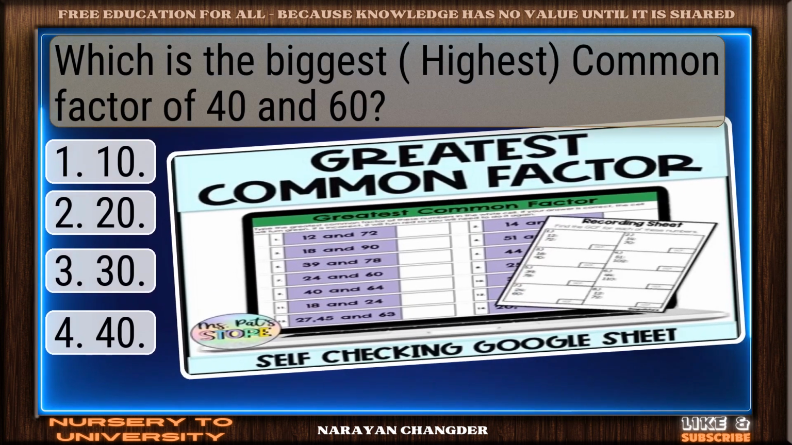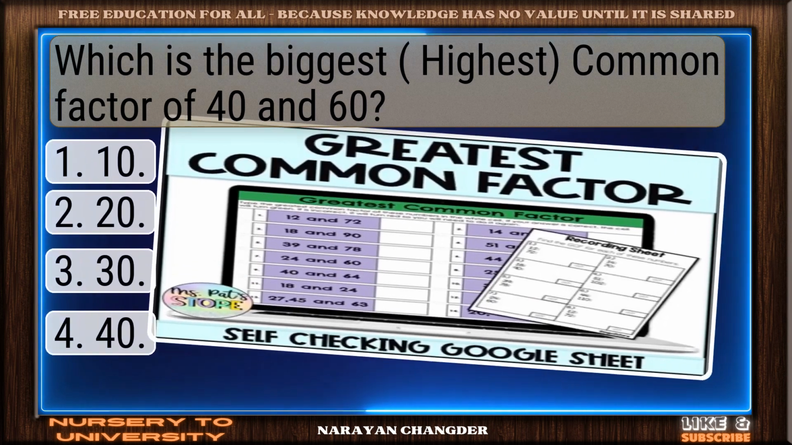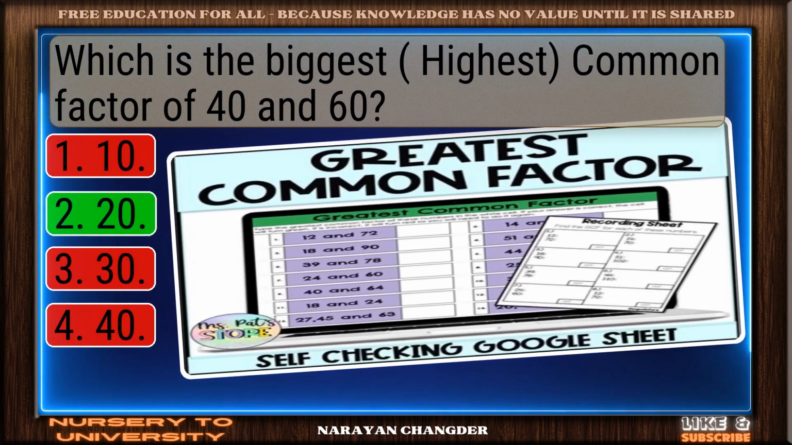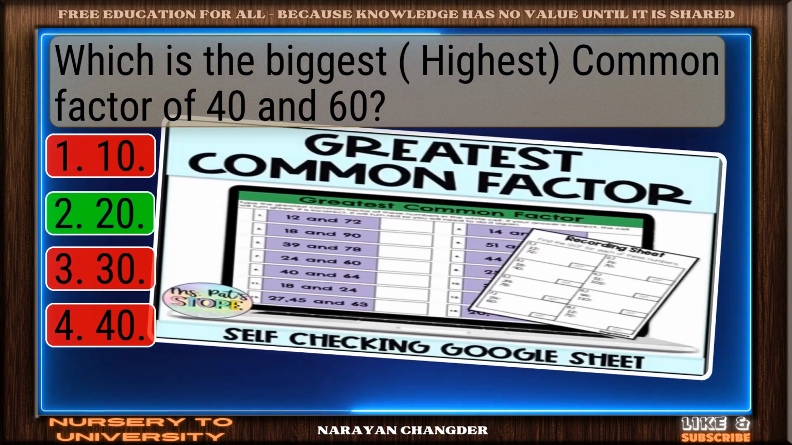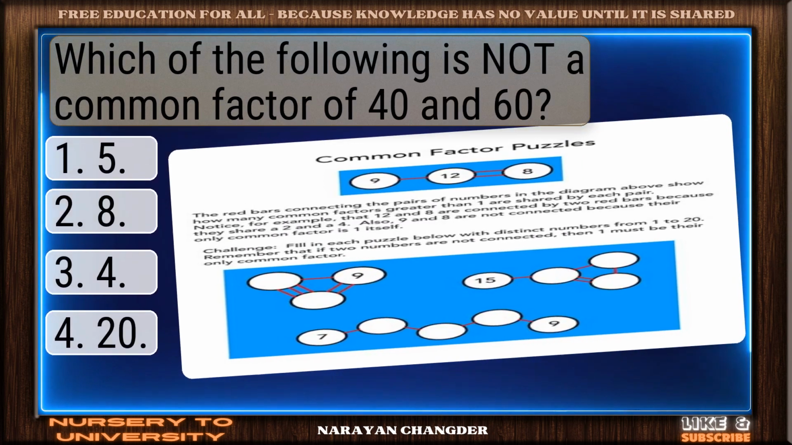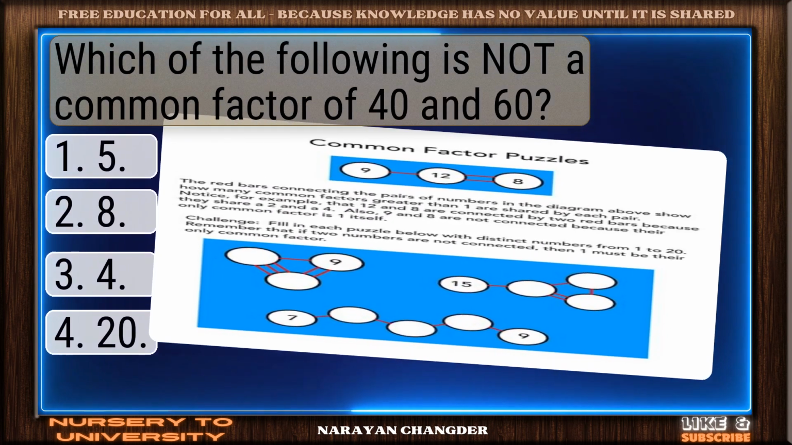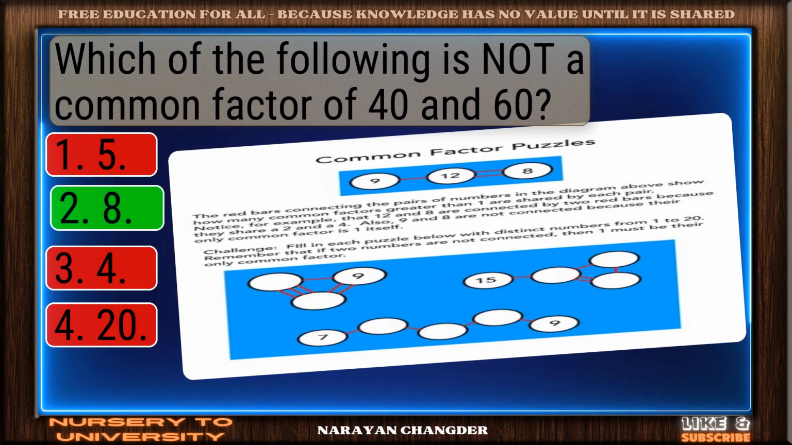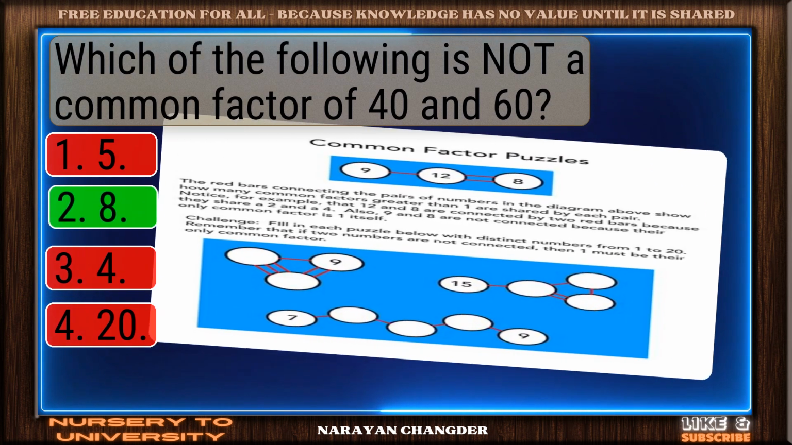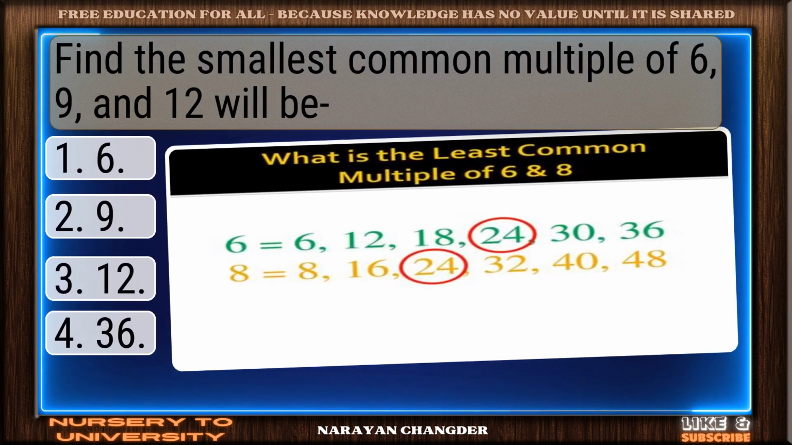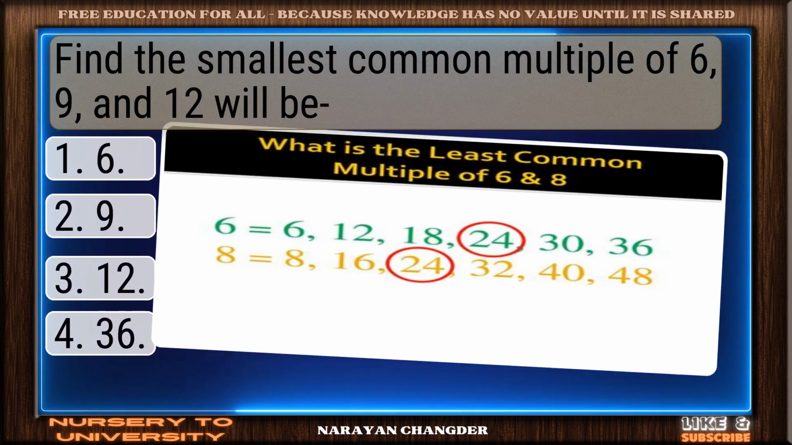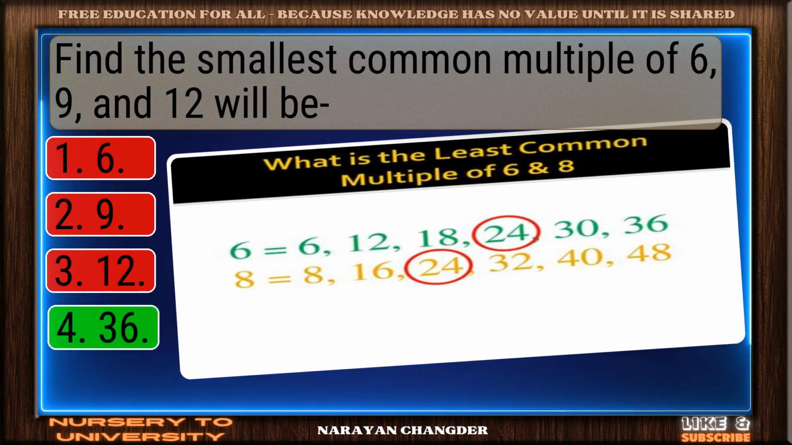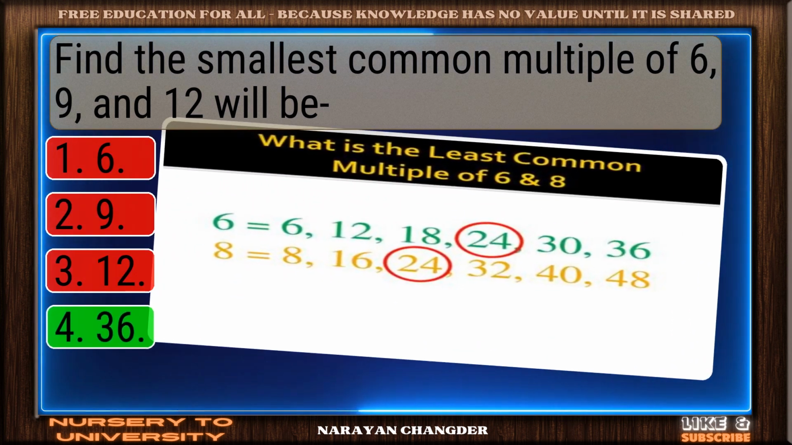Which is the biggest common factor of 40 and 60? Smart move. 20 is an accurate answer. Which of the following is not a common factor of 40 and 60? Great job. 8 is the accurate answer. Find the smallest common multiple of 6, 9, and 12. Correct. 36 is the right answer.